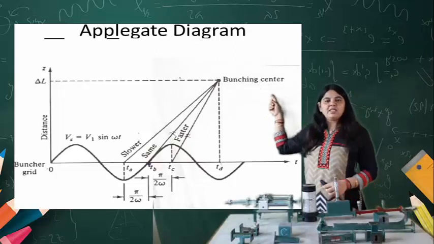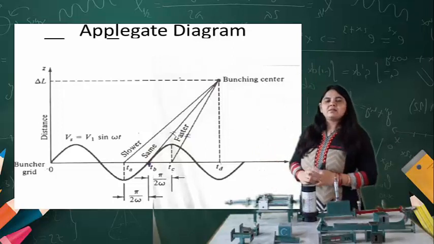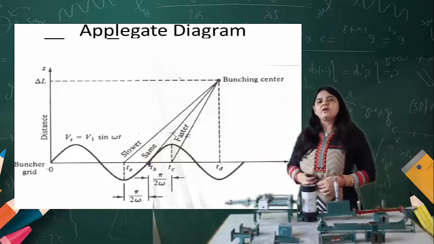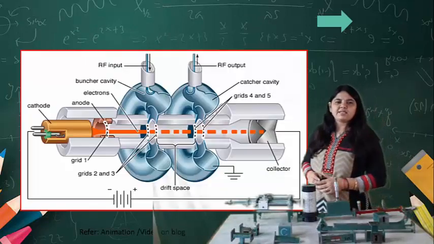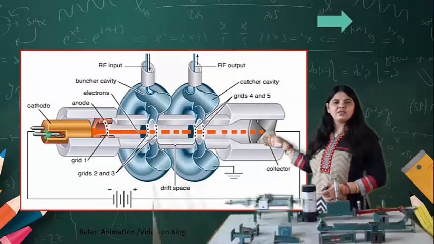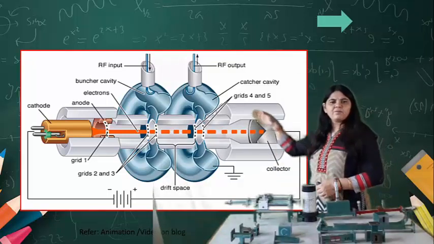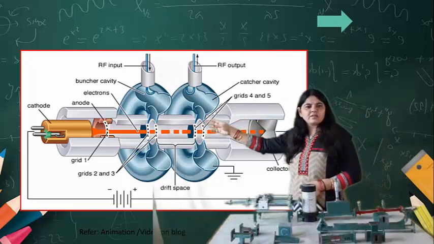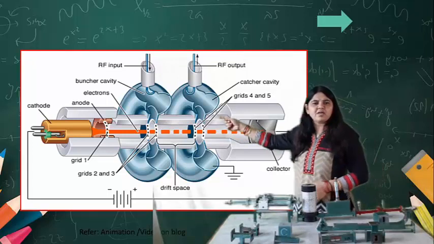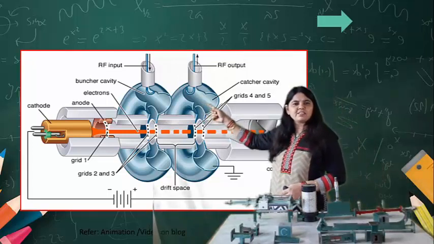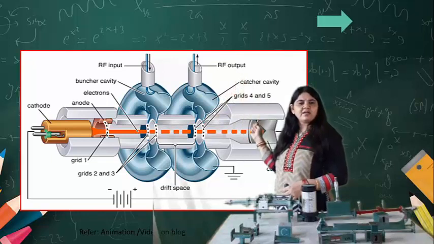So at the bunching center there is a bunch of electrons, and this is used for generating the high power. So this is the Applegate diagram. And now here you can see the construction that we have: there is an anode, then after that the cathode. Now what is applied at the buncher cavity? The RF input is applied. At the catcher cavity, the RF output is taken.